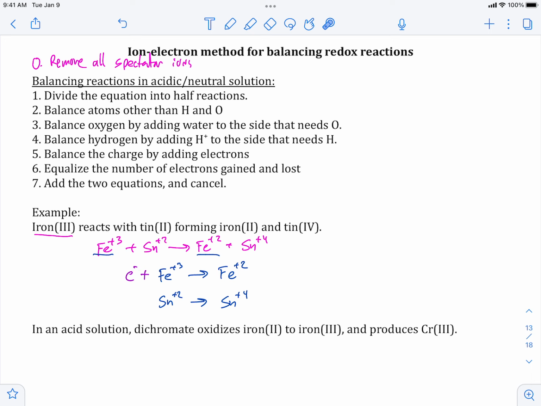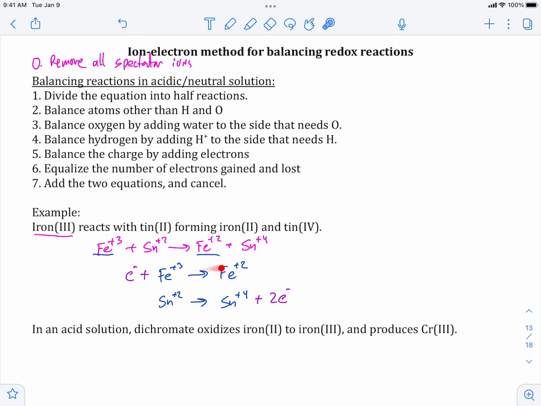Now we move on to the second reaction. Here I've got a plus 2 and a plus 4. So if I add electrons, 2 of them, to the right side, now both sides have the plus 2 charge overall. Okay, so next step, equalize the number of electrons gained and lost.